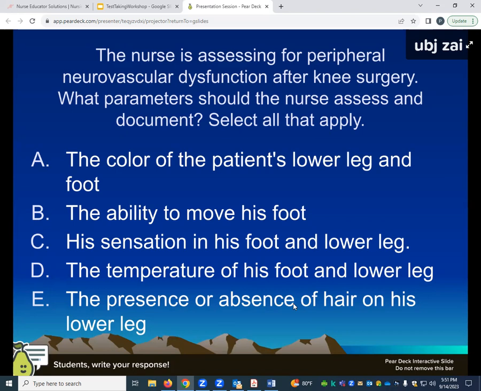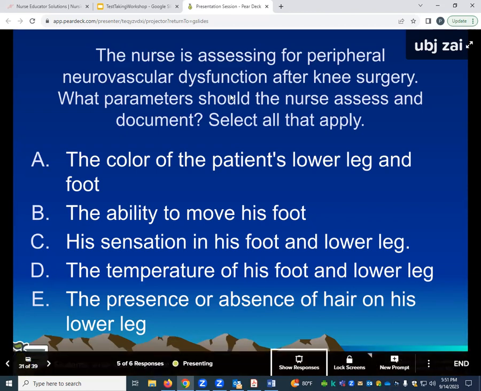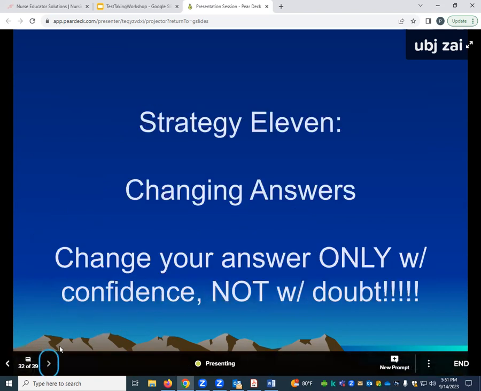The presence or absence of hair on the lower leg has nothing to do with their neurovascular function after knee surgery. That would be something that might be shown if the patient has peripheral arterial disease, where they've lost the hair on their lower leg. So A, B, C, and D are the correct answers here.